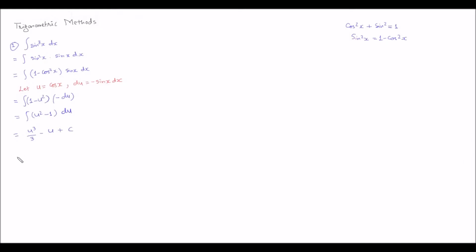Don't forget to write that. So u is cos x, so we can write this as cos cube x divided by 3 minus cos x plus c. So that's our answer. What we need to understand here is, if we have an odd power of sine, break down one sine x and attach it with dx, and convert sine square x into 1 minus cos square x by the Pythagorean relation.